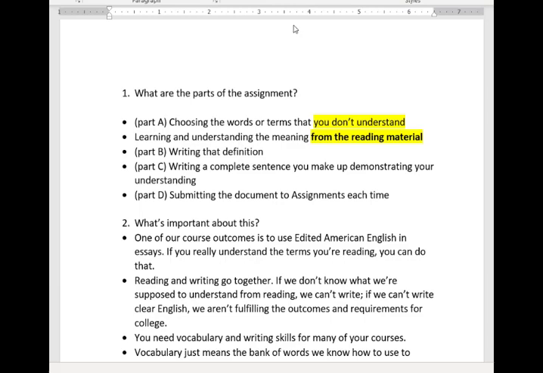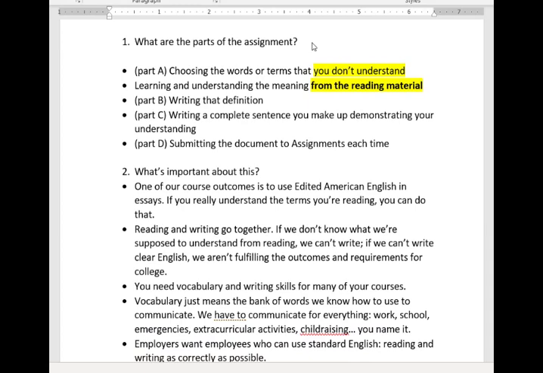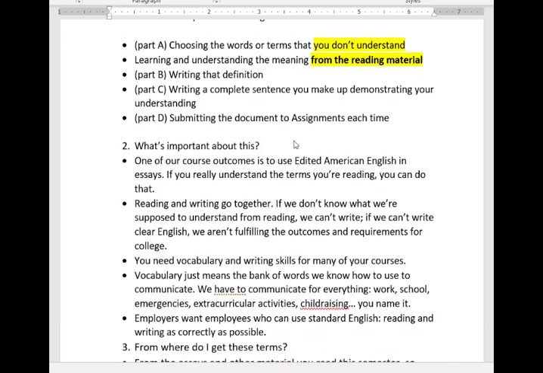Number 1, what are the parts of the assignment? Part A, choosing the words or terms that you don't understand, and then learning and understanding the meaning from the reading material. That's called context. Part B, writing that particular definition. Part C, writing a complete sentence you make up demonstrating your understanding of that meaning. And Part D, submitting this document to assignments both times. Yes, I want it turned into assignments.